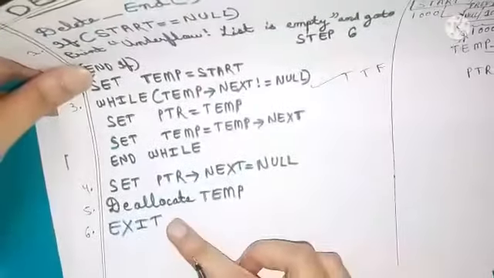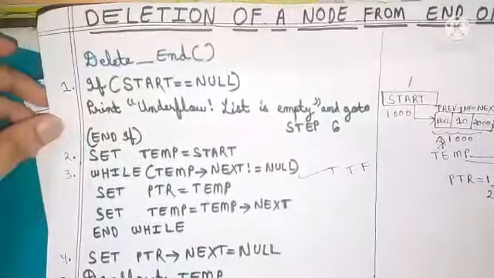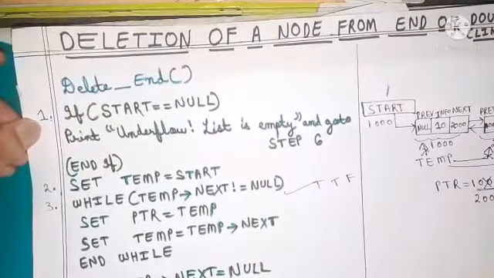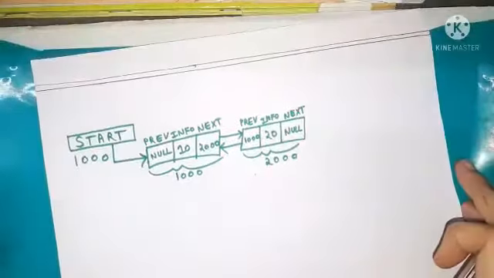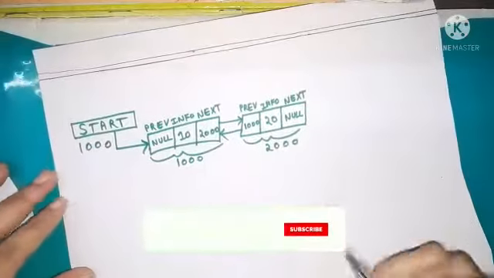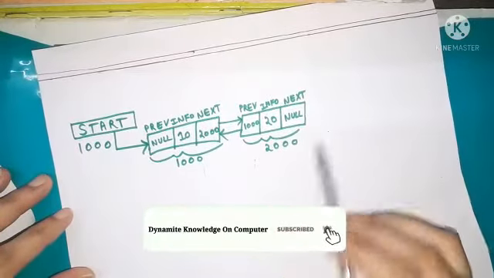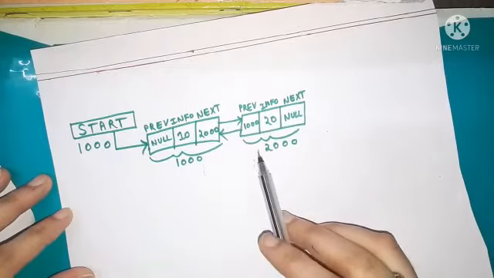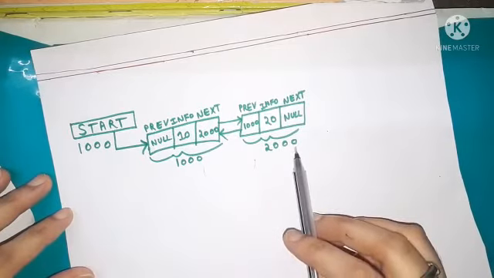And then exit. So this is about the deletion of a node from end of the double linked list, and here is the list which will be visible after the deletion from the end. Earlier there were 3 nodes, and after deletion from the end we now have 2 nodes.